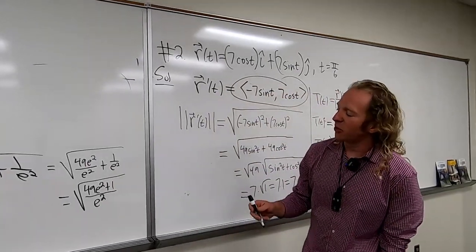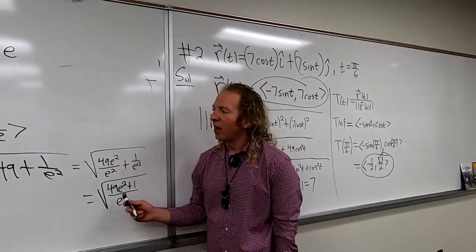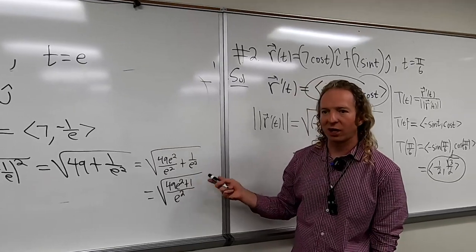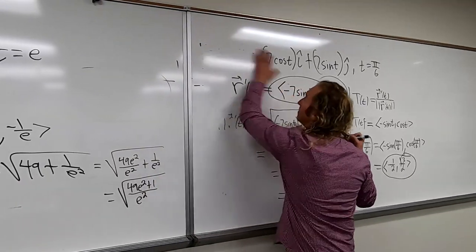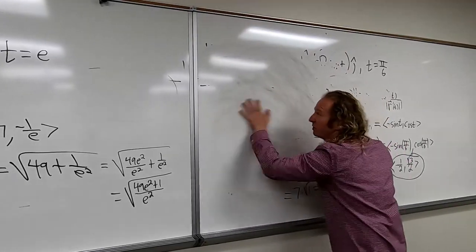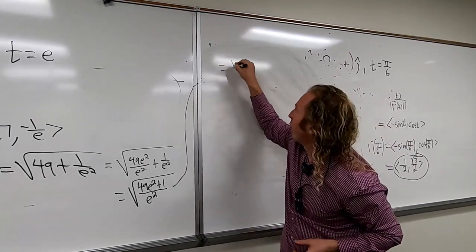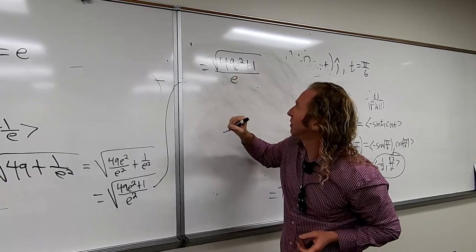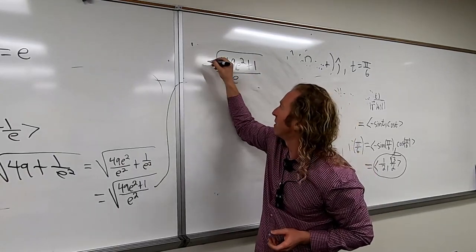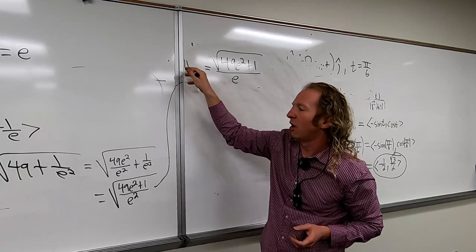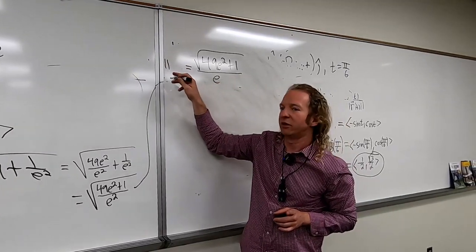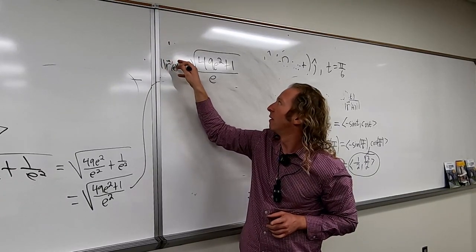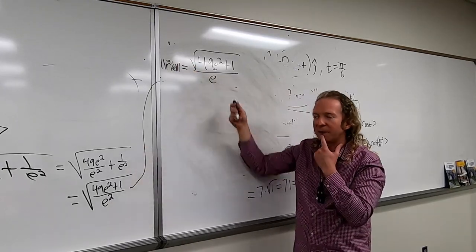The reason I'm doing this is because we have to divide by this magnitude, and I see this fraction here, and it's uncomfortable. By doing this, it's going to make our answer look a lot better. So this is going to be the square root of 49E² plus 1, and then we're just going to get an E here. I'm going to write it again up here: this is the magnitude of R prime at E. Why is it over E? Because the square root of E² is E.